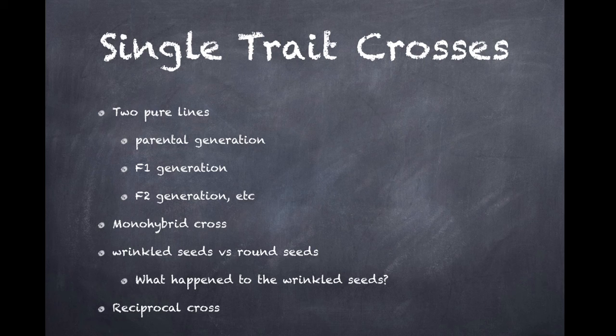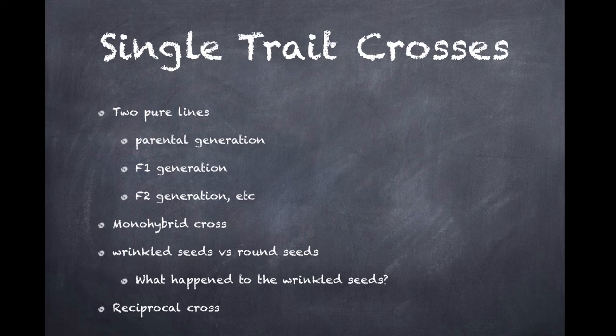So your F1 generation, those are your hybrids. Your F2 generation, those are your crossbreeds of your hybrids. He would also do monohybrid crosses. So he would have the plants that were crossbred for the flower color crossbred with other hybrids that were from flower color crosses.